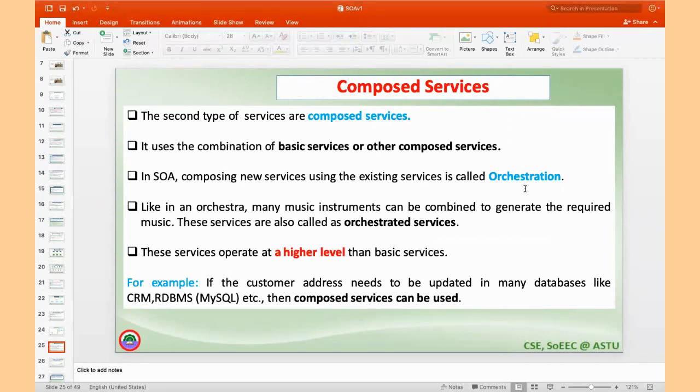Orchestration is nothing but using these small services to get a bigger functionality. You can develop bigger functionality services. So orchestration is one of the major functionalities that you can get at the composite level: arranging and designing these small services to get a bigger functionality to address your business process.